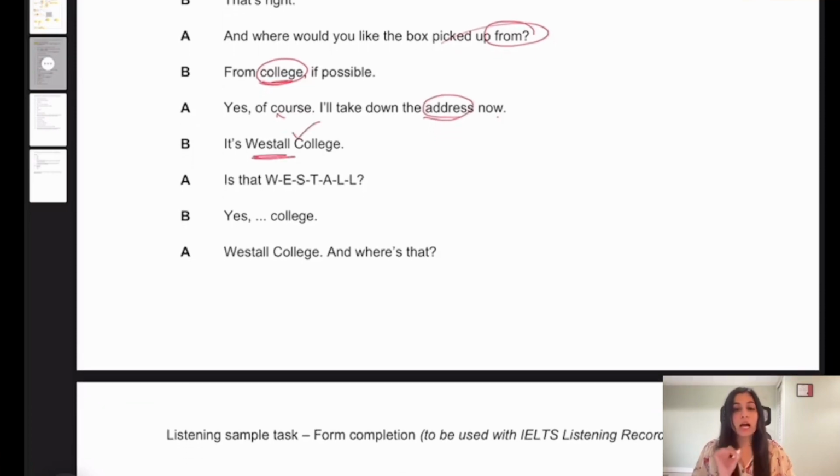Now, this is again unknown. We do not know about this college. We do not know about the name. So, the agent will definitely ask the person to spell it or would confirm the spellings.